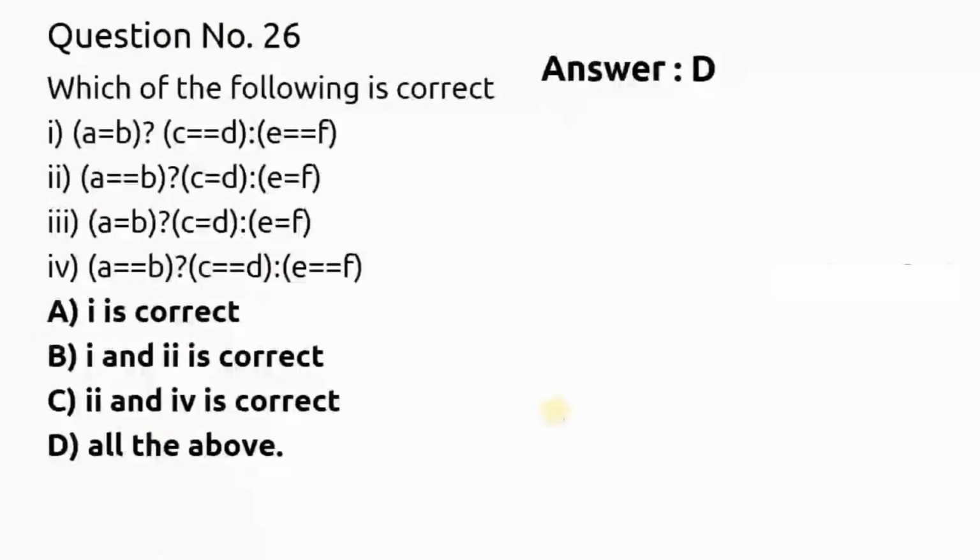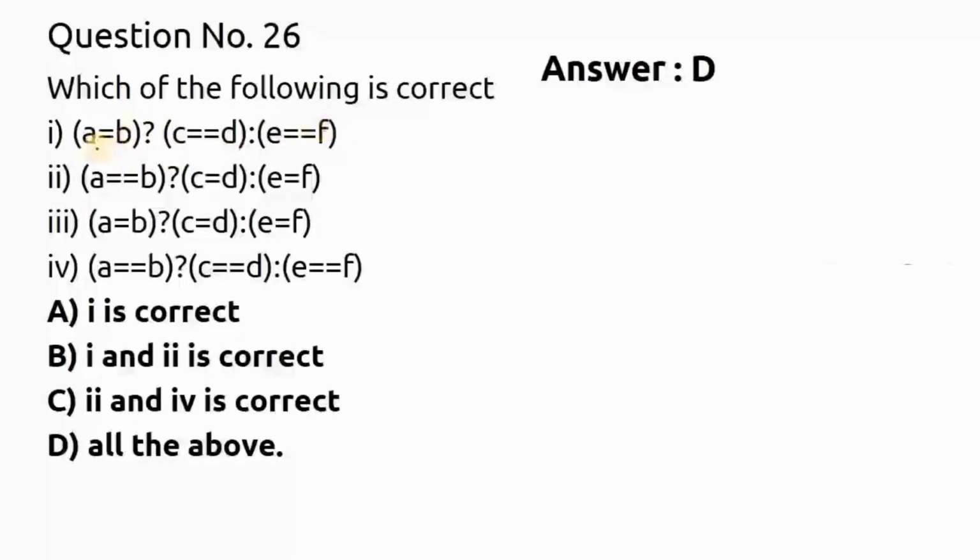So coming to question number 26, which of the following is correct? So 4 expressions are given which are with respect to the ternary operator. Actually, what is the ternary operator? It will check for the condition. If the condition is true, this will be executed. Otherwise, this will be executed.